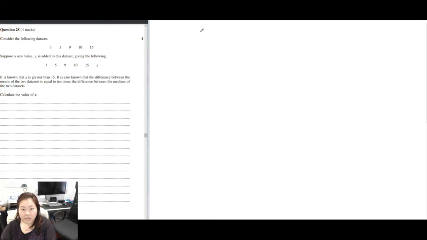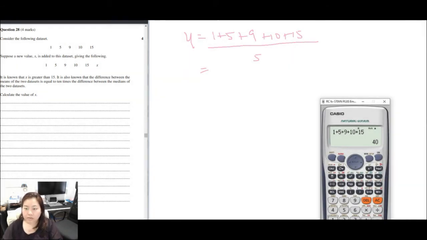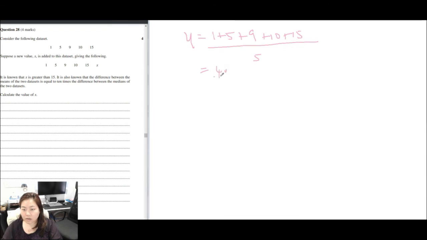The first mean is easy to find. 1 plus 5 plus 9 plus 10 plus 15 all over 1, 2, 3, 4, 5 equal to 40 over 5 is 8. Okay, the median is the middle number, which is 9. Everything is in order already, so we don't need to put it in order. That's good. Now the second one, the median is 9.5.